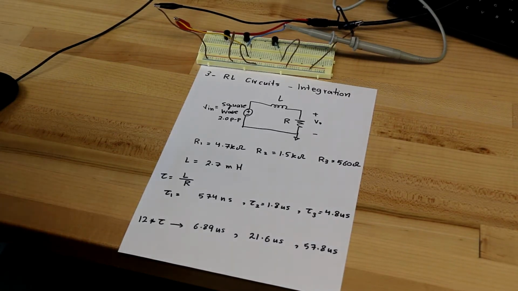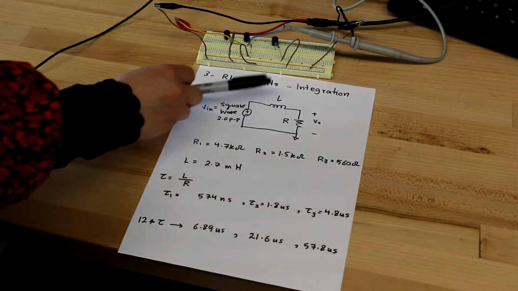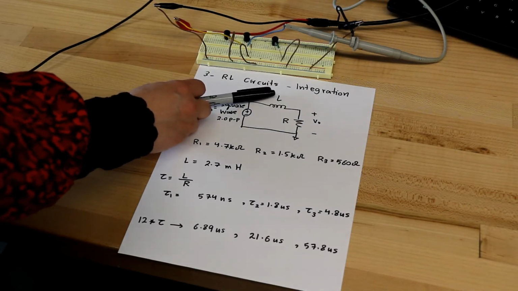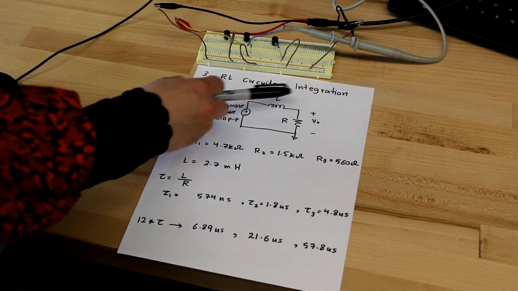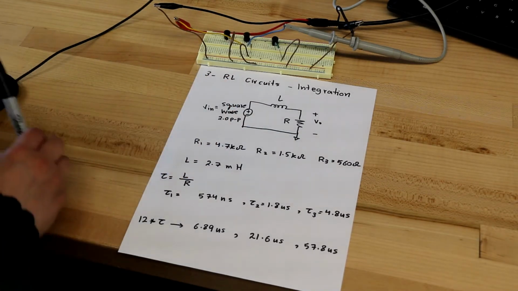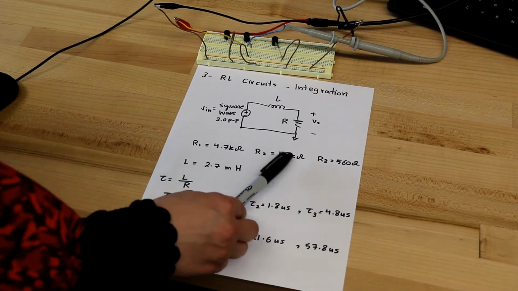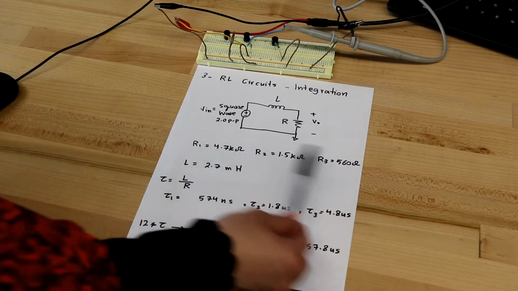Now to the third part of the lab, which is RL circuits and integration. The input is a square wave with 2 volts peak to peak and goes to an inductor, and we only have here in the lab 2.7 millihenry, so we'll be using this for all of the three circuits, and then in series with the R and then to the ground. The output is across the resistor. So here I'm using 4.7 kilo ohms, 1.5 kilo ohms, 560 ohms, and 2.7 millihenry inductor for all of them.